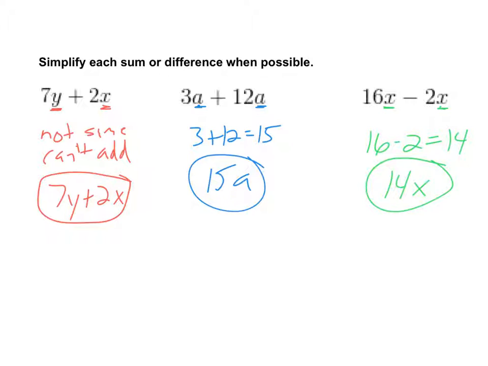So for the first one, 7y plus 2x, we do not have the same variable for both, so we can't add those together. So we have to leave it as 7y plus 2x. For the one in the middle, 3a plus 12a, they do both have the same variable. They both have a. So I can add the numbers together. 3 plus 12 is 15, so my answer is 15a. The one on the right, they have the same variables, 16x and 2x. They both have x, so I can subtract 16 minus 2 and get 14, giving me an answer of 14x.